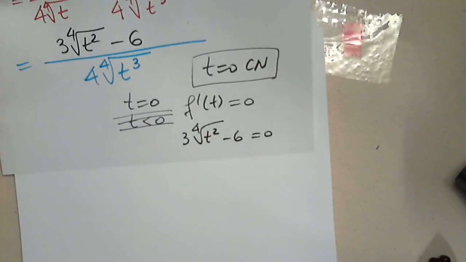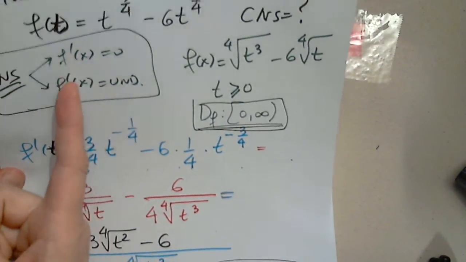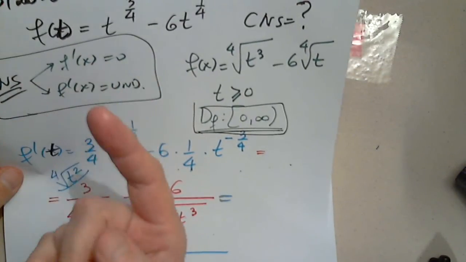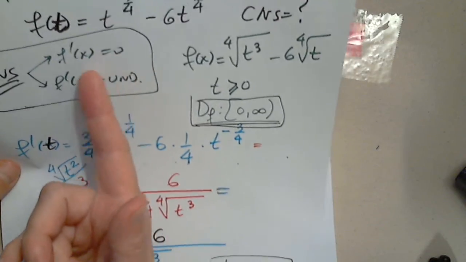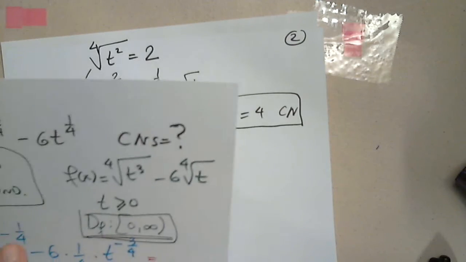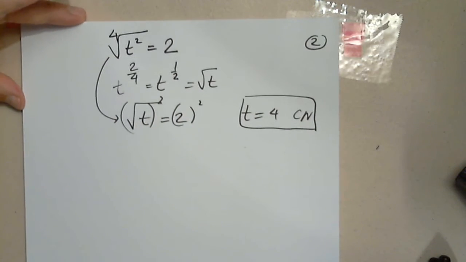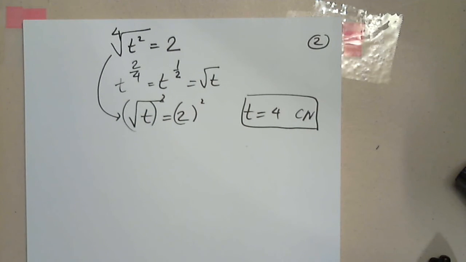Very good. So this function happened to have two critical numbers, one coming from f prime being 0 and one coming from f prime being undefined. From f prime being undefined, we have t equals 0, and from f prime being 0, we have t equals 4. Great problem. Thank you. Next question.